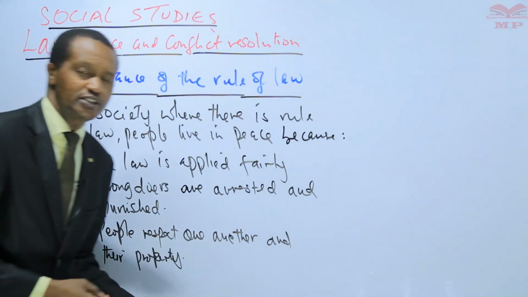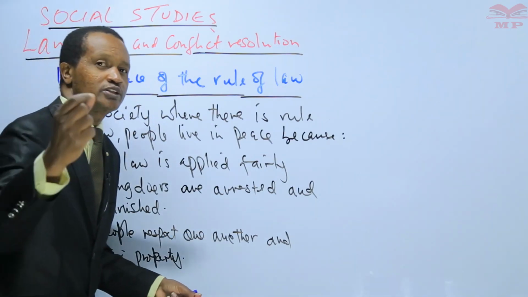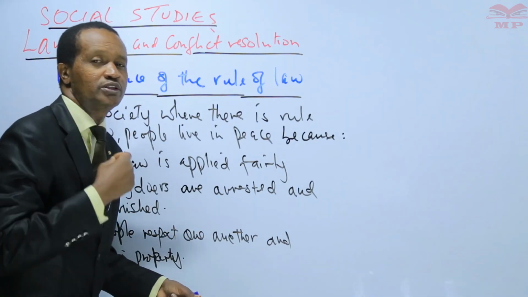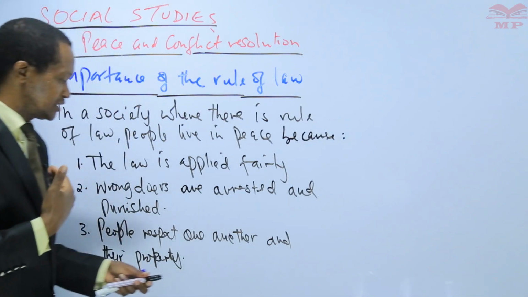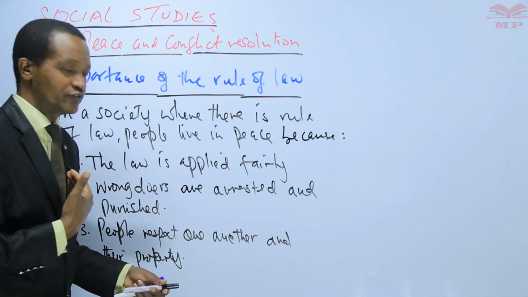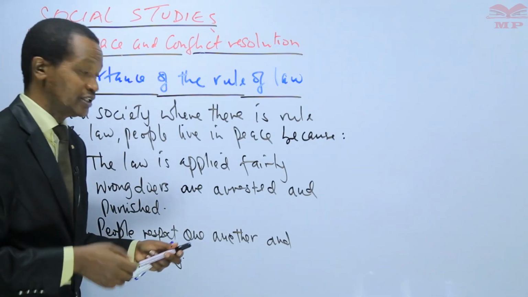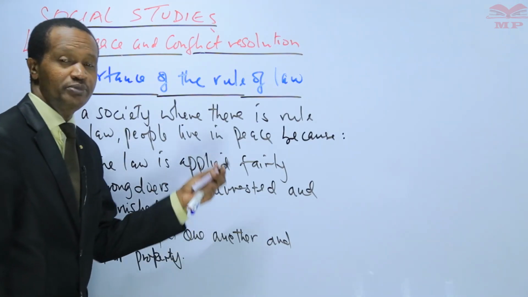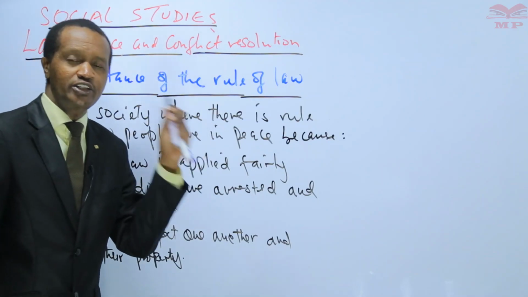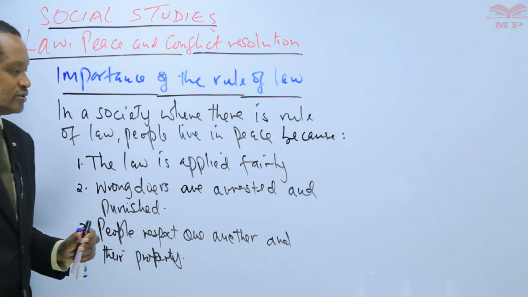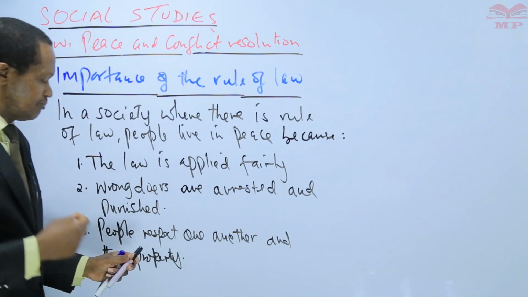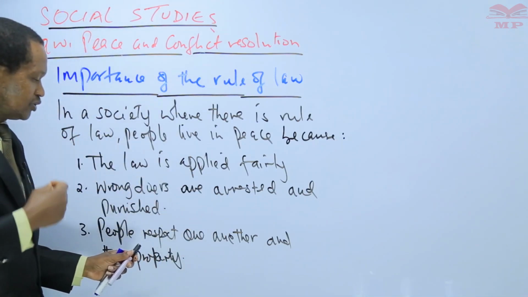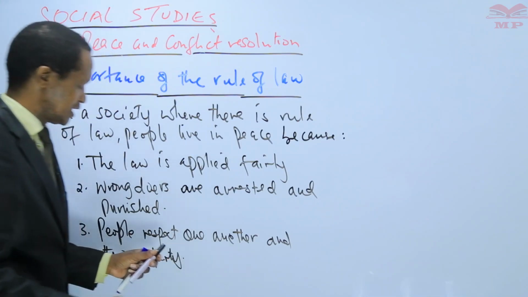There is also a law that says you are not to steal my goods. Stealing is a crime. Robbing is a crime. That is a law. If I was to steal your property, then I ought to be arrested and be charged and be punished in a court of law. Okay? So that law, all right, makes people to respect one another and their property.